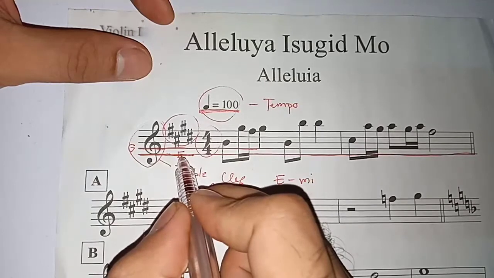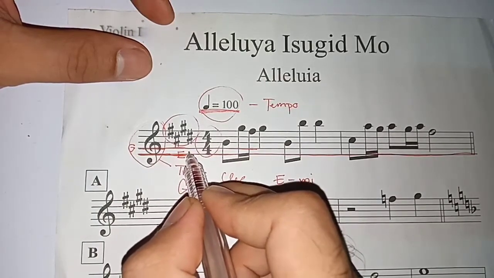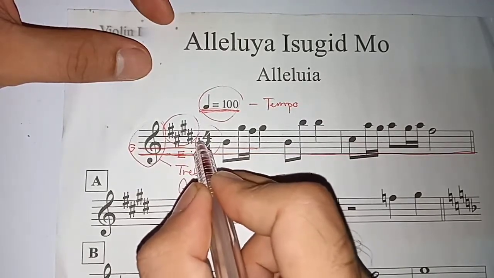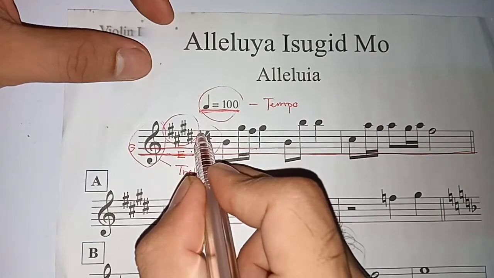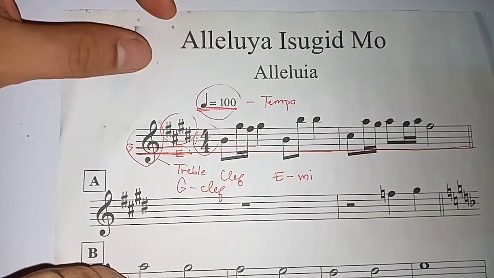So we are very sure that the next section is F. So we have E, F, G, A, B, C, D, E, F. Do you get me? Okay, we are clear on that.